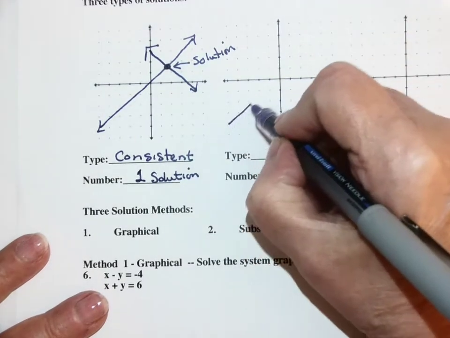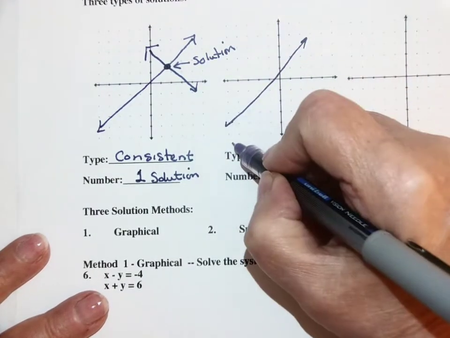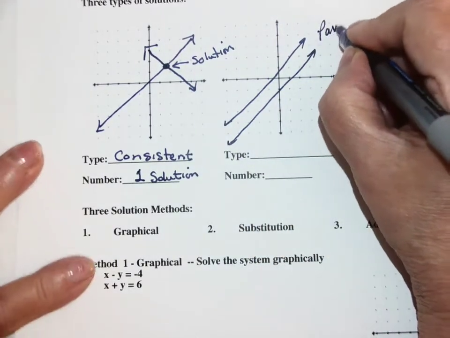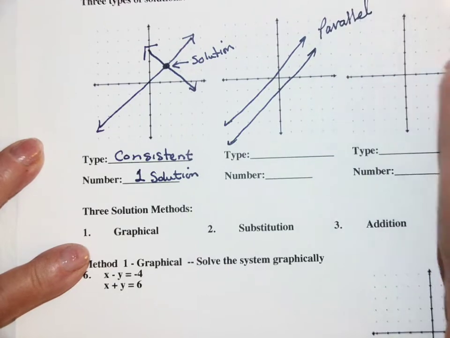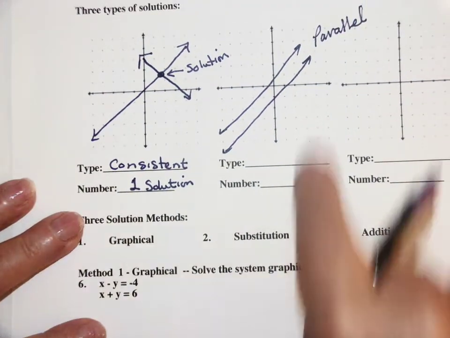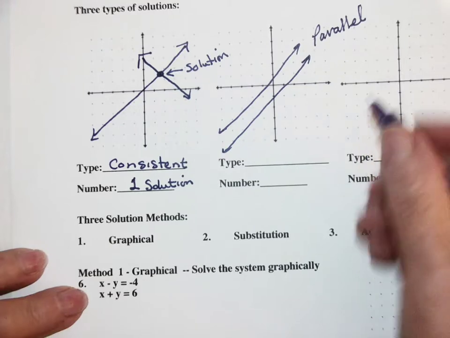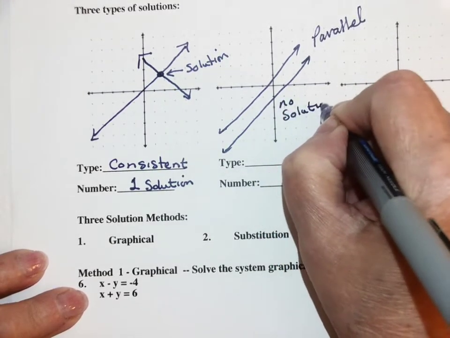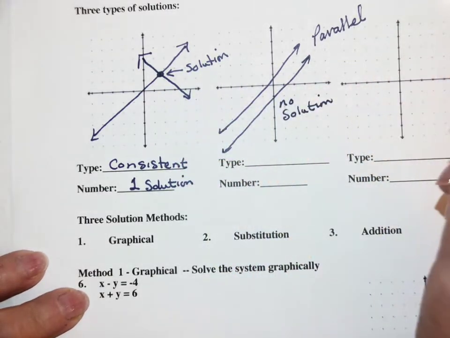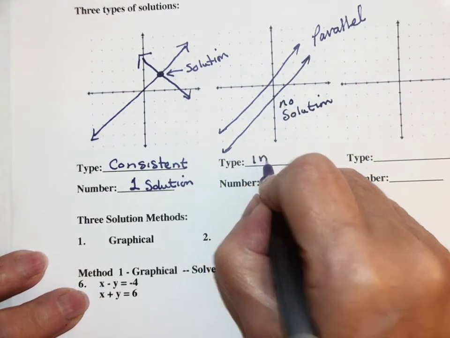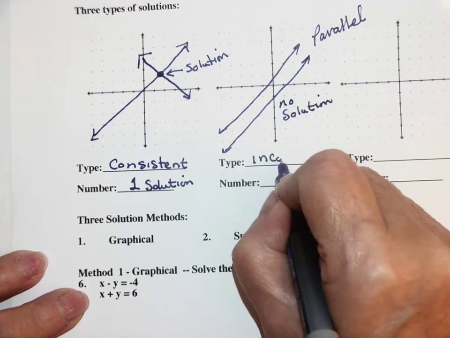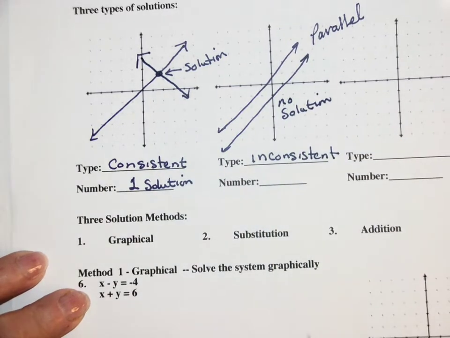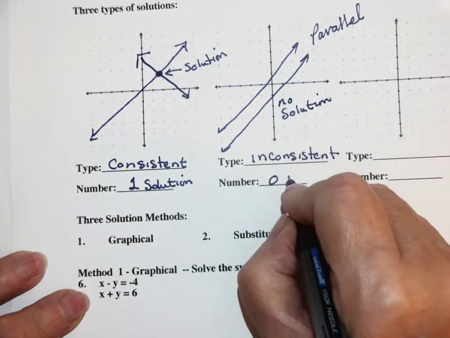Now, you could have 2 lines that are parallel. Parallel lines don't cross at all, so that means this has no solution because they don't cross. And so the type is called inconsistent, meaning not consistent. The number of solutions it has is 0.